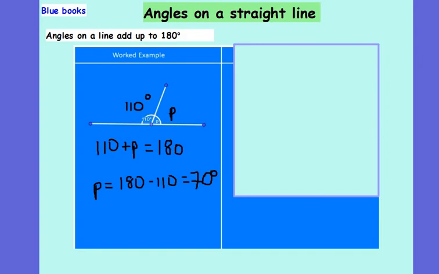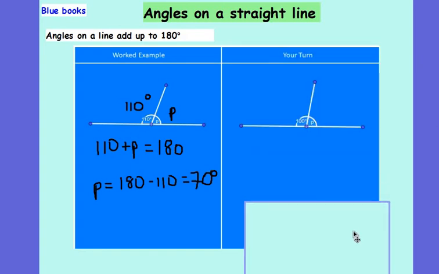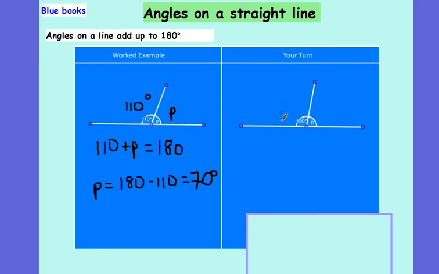Over to you, Year 9. In your dark blue books, can you have a go at this example for me? This angle here is 100 degrees. Pause the video, have a go at that now, please.